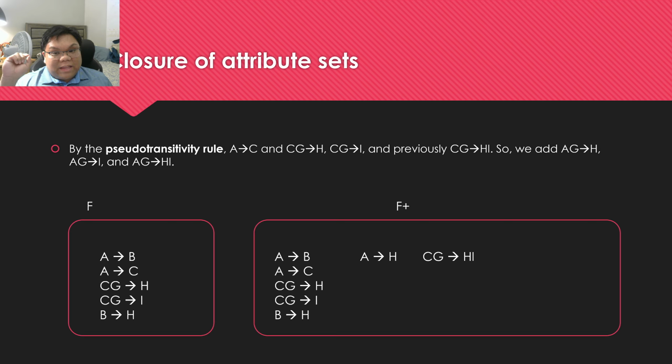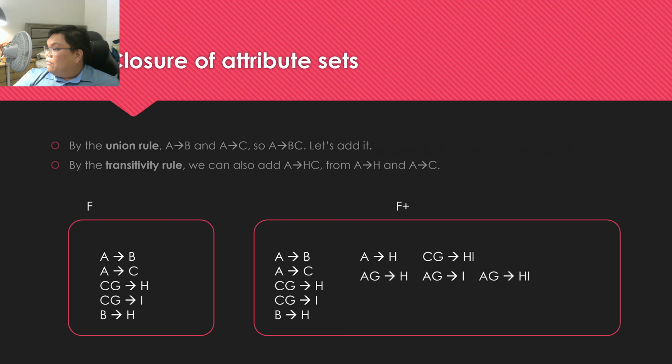So what we can do is replace that C with A. So now we have 3 more functional dependencies: AG determines H, AG determines I, and AG determines HI. We also have the union rule that can apply to all the functional dependencies whose left-hand side is A. That means we can add the functional dependency A determines BC.